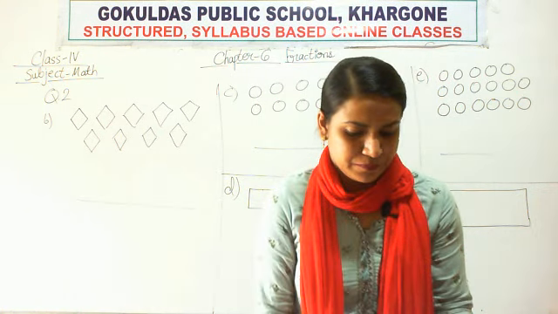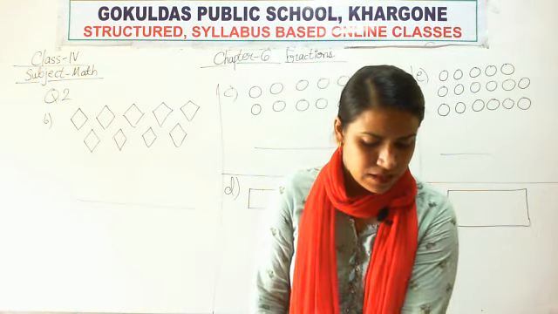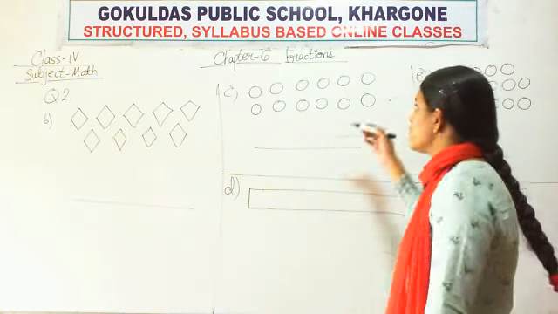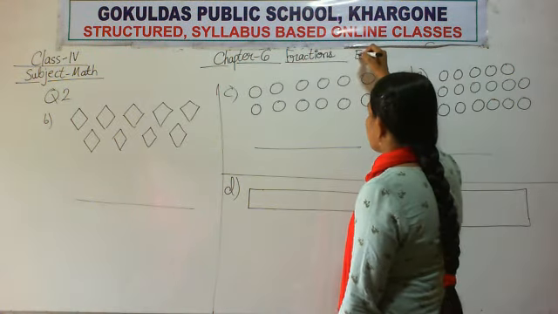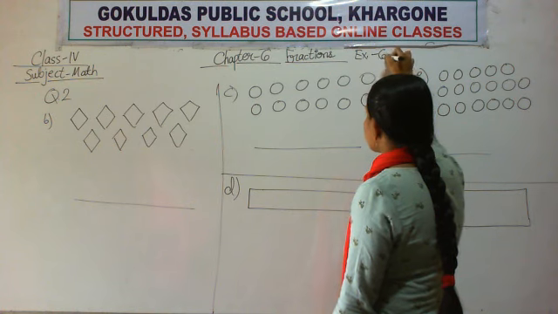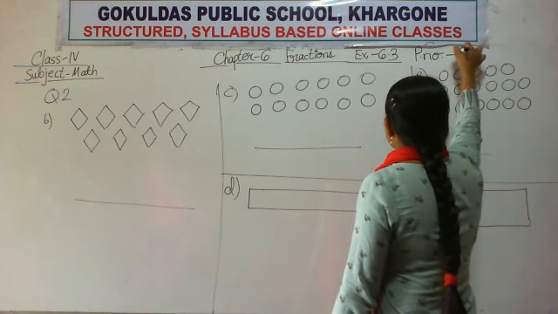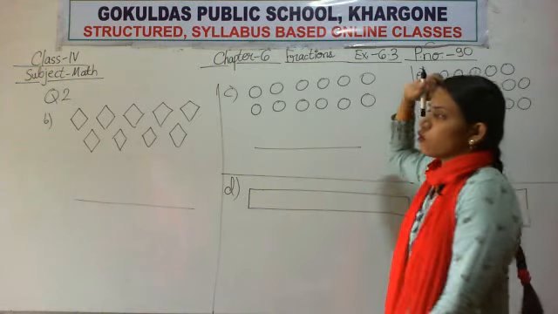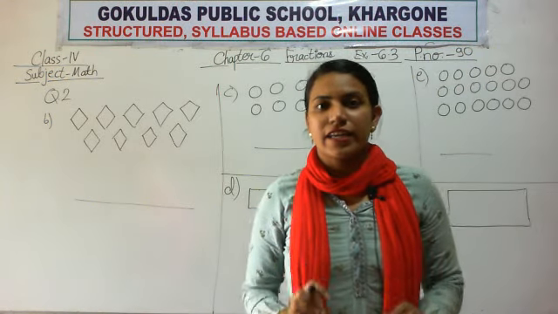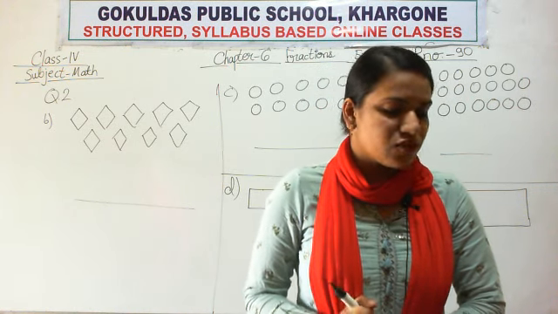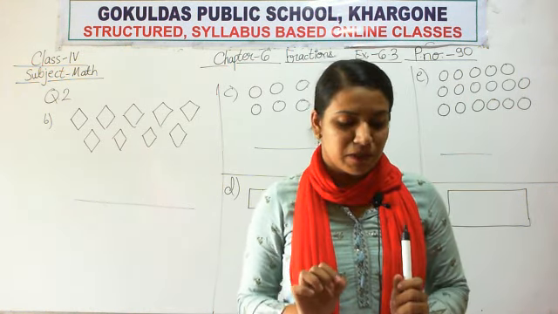We are on exercise 6.3, which is on page number 90. So open your book to page number 90, exercise 6.3. Question number 1 we have already done in the previous lecture, so in today's class we are going to start from question number 2.